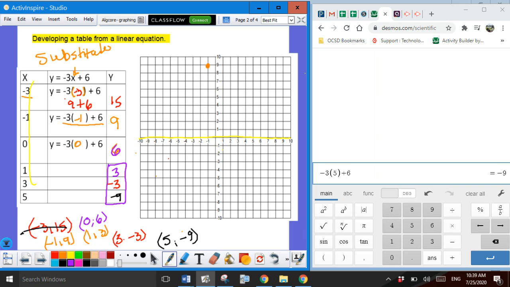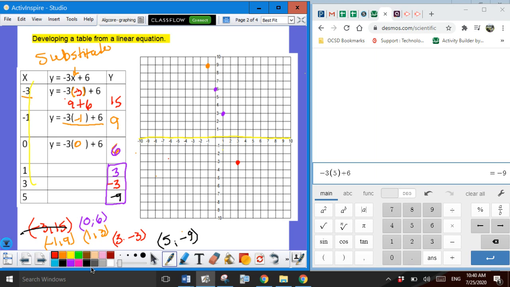Okay, 0, 6. I'm not going to move, and I'm going to go up 6. There's my second point. So far, it's starting to look like a line. Next one, 1, 3. Over to 1, up to 3. Notice how these are lining up. 3, negative 3. Right 3, down 3. Again, they're in a line.